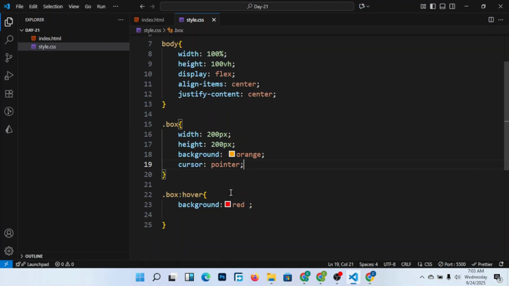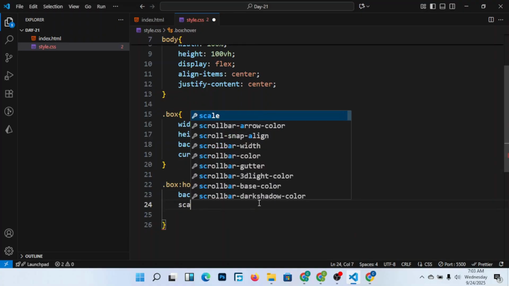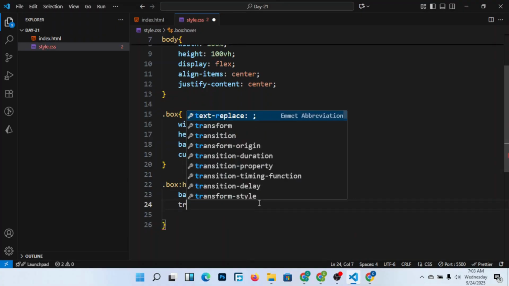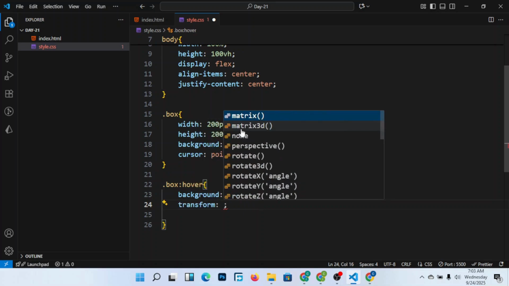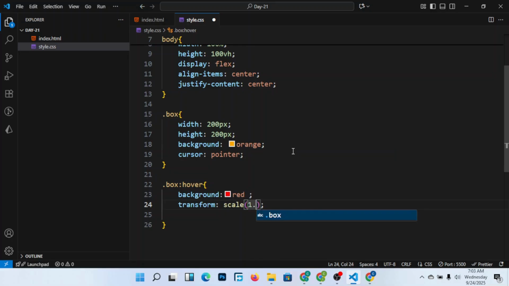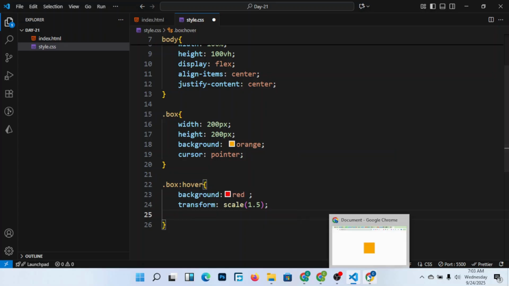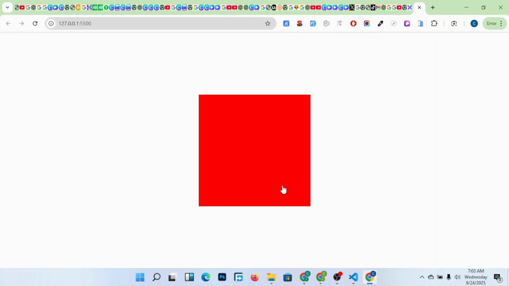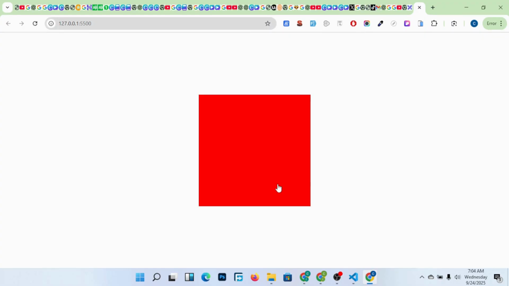So now instead of putting it on the box here, I'm going to put it on the hover here. I say transform, scale 1.5. Members, are you understanding this now? How sweet it's becoming. So when I come here and I hover, it grows big. I hover, it grows big and also becomes background red.